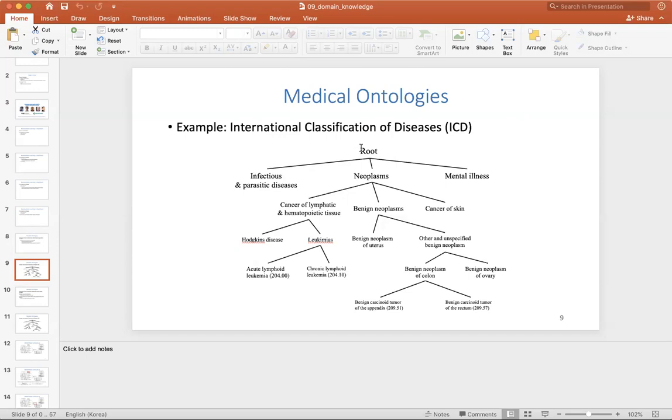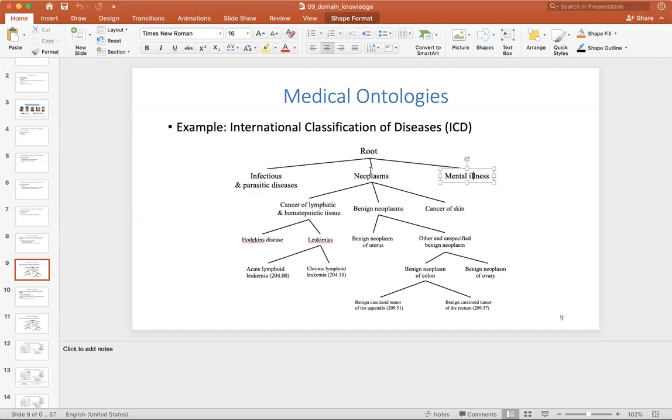an uninformative node. It's just some disease. Right beneath the root there are, I think, 16 or 17 high-level categories, and I took 3 of them here as an example. Neoplasms is a concept where anything that has to do with cancer falls underneath this term. Anything to do with infectious or parasitic diseases falls under this one. And anything that has to do with your mind, mental illness, would fall under this.